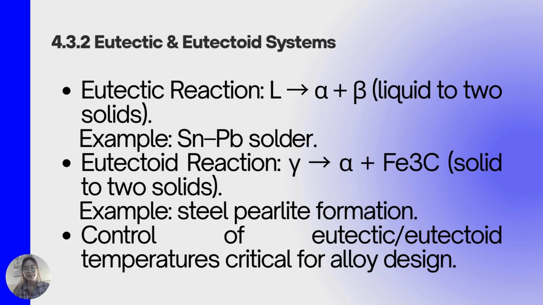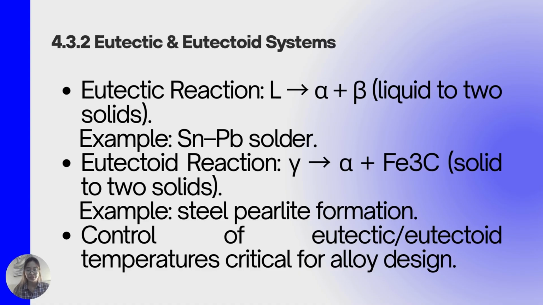This slide explains the eutectic reaction, which occurs when a liquid transforms into two solid phases at a specific temperature and composition. The lead-tin system is a classic example, forming a fine, alternating lamellar structure at 183 Celsius. Eutectic alloys are widely used for soldering because they melt and solidify sharply at a single temperature, ensuring clean and uniform joints. The microstructure produced is fine-grained, providing a good balance of strength and ductility.